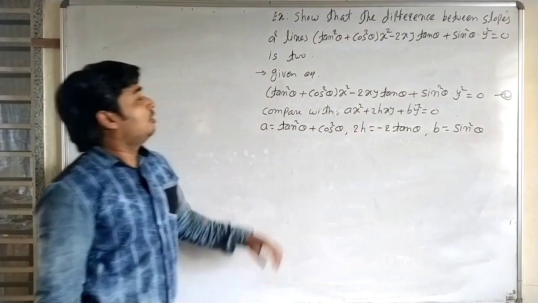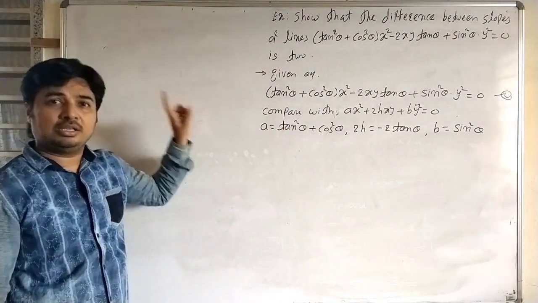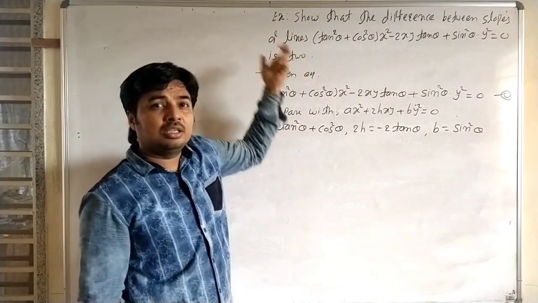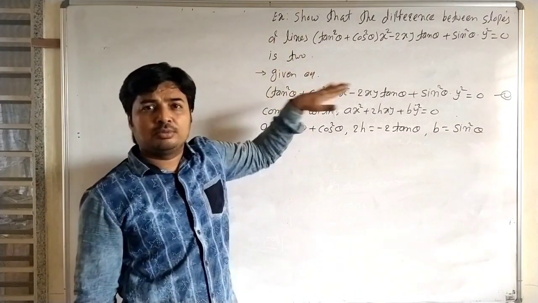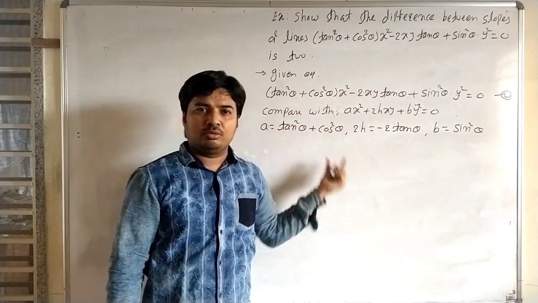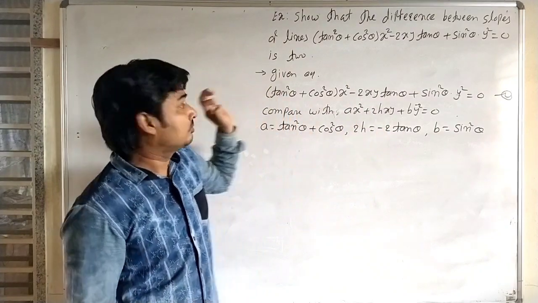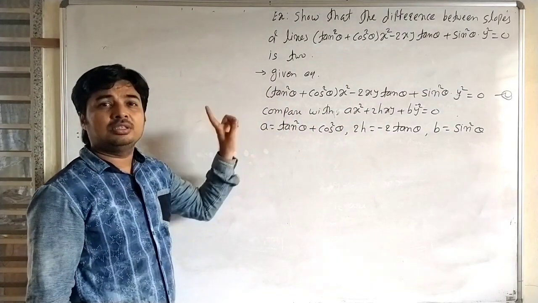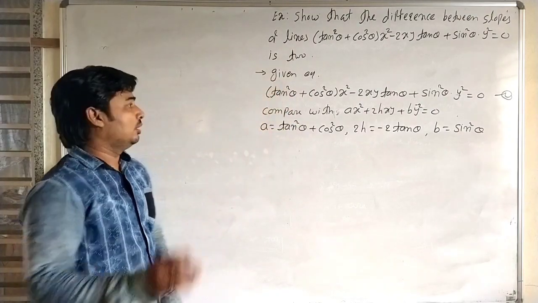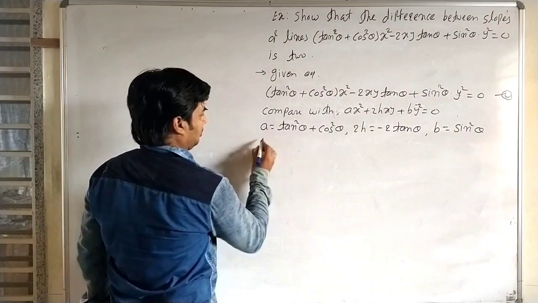Here we find the difference between slopes is equal to 2. That means m1 minus m2 is equal to 2. We show that m1 minus m2 is equal to 2, that is the difference between two slopes. Then we know the relation between m1 minus m2, m1 plus m2 and m1 into m2. In the last lecture we saw m1 minus m2 whole square is equal to m1 plus m2 whole square minus 4 m1 m2. We use this relation. Therefore first find m1 plus m2 and m1 into m2.